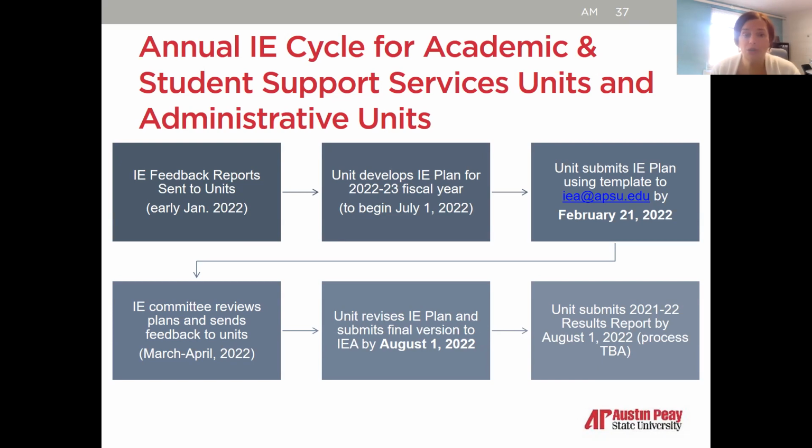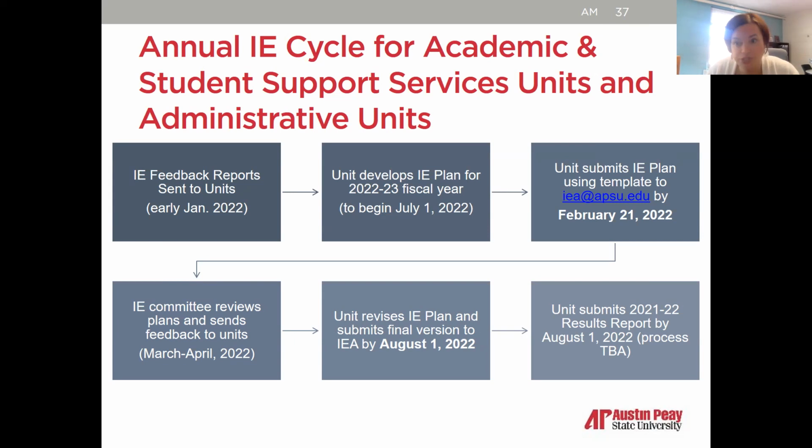And then your unit will develop your IE plan for next fiscal year for 22-23. Then you will submit that plan using the templates we've been discussing for your unit type to this email address by February 21st. The committee will review those plans in March and April and return that feedback hopefully by early May or mid-May. And then your unit will revise your IE plan and submit the final version to us by August 1st.